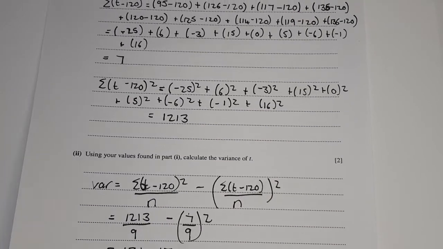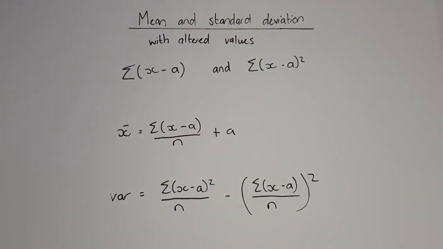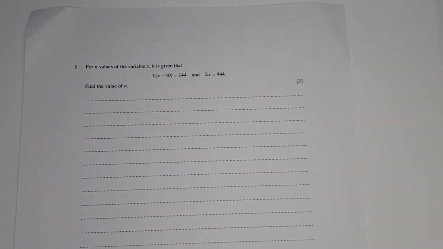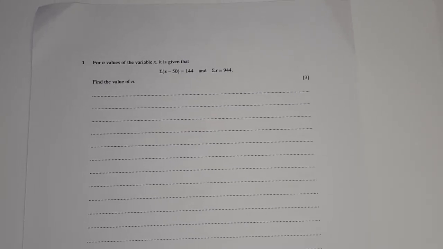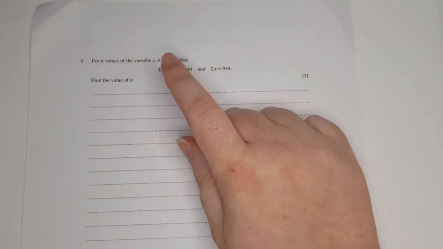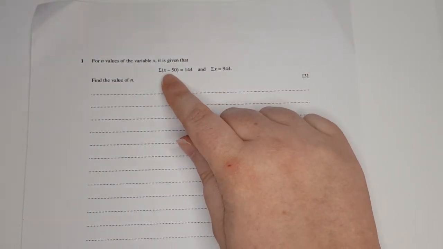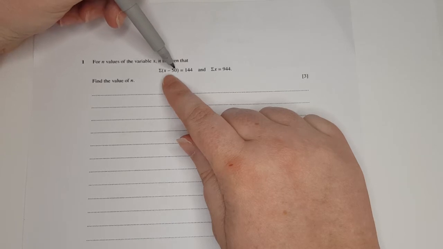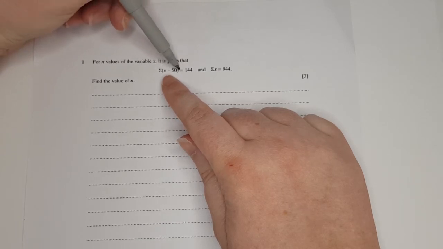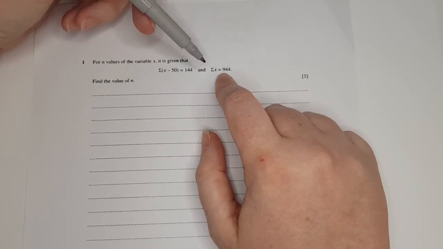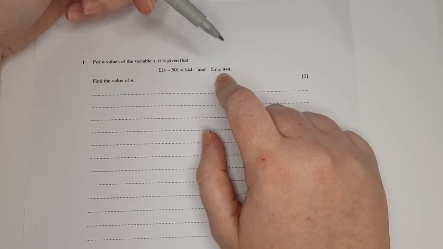So if I look at another example, I've got, for n values of a variable x, it is given that the sum of x minus 50 is 154, and the sum of x is 944. And I need to find the value of n. So, for this value over here, it means that for every x value, I took 50 away. For every single one of them to get my total. Over here, I've literally just added up all my x values together.